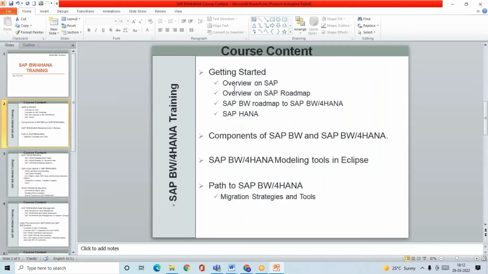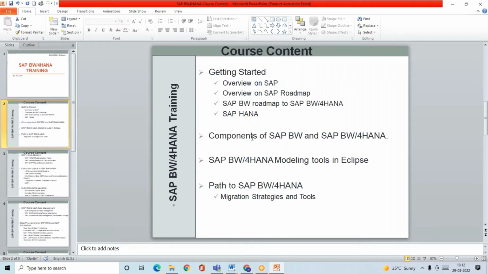First we'll start with BW. What is it? We'll start with SAP. What is SAP? SAP is an ERP product. You have n number of products in SAP. So what are those products? Where does your SAP BW stand? What is the evolution of your SAP BW? Okay, all those things will be covered.